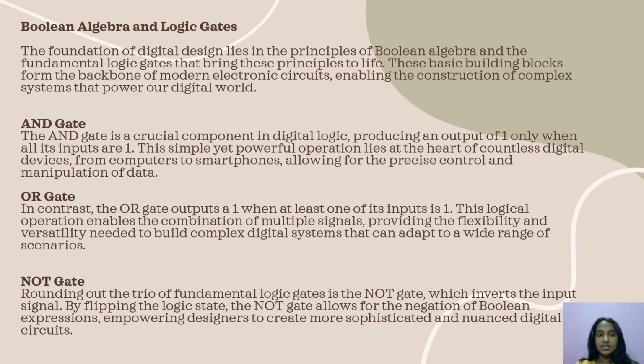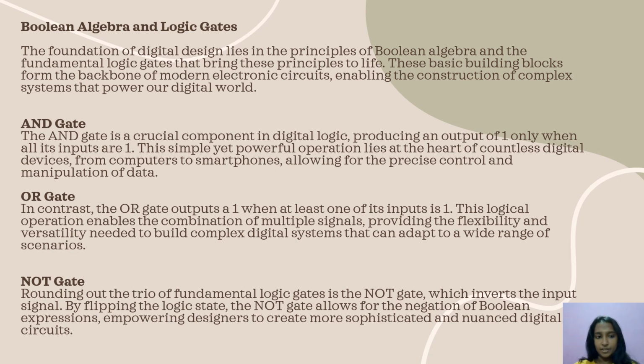The AND gate is a crucial component in digital logic, producing an output of 1 only when all its inputs are 1. This simple yet powerful operation lies at the heart of countless digital devices, from computers to smartphones, allowing for the precise control and manipulation of data.